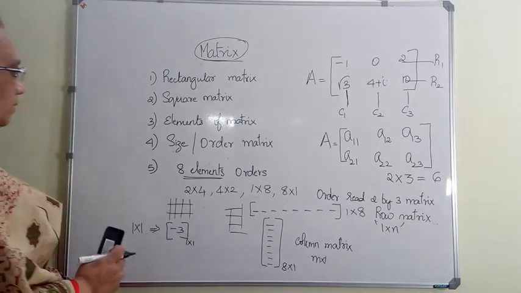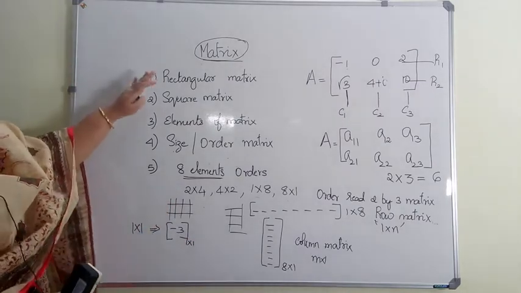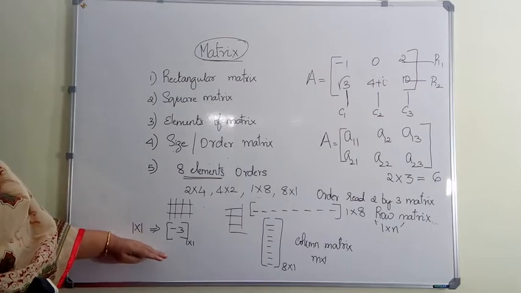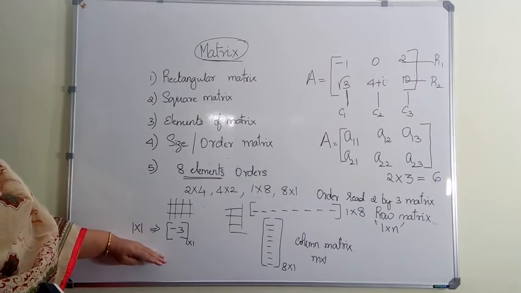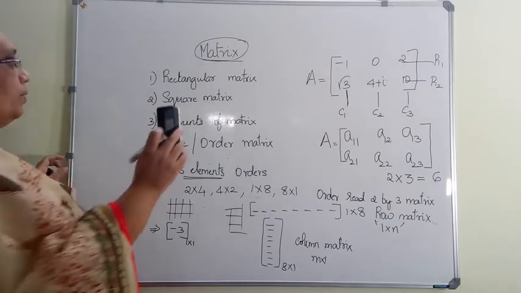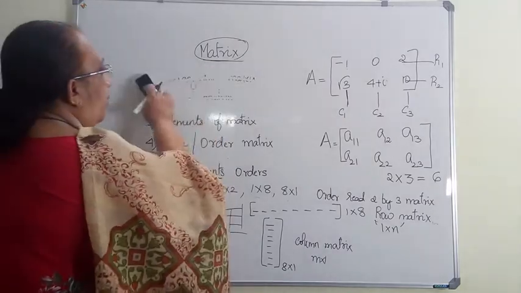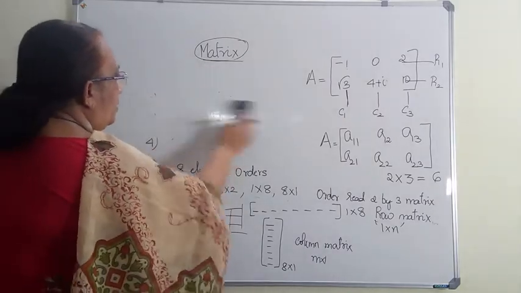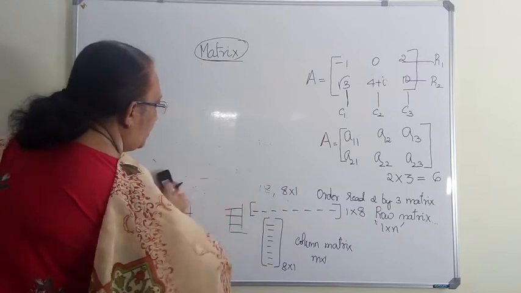Now, I hope all of you have understood the 5 initial properties of a matrix. Now, we are going to write the general form of a matrix.